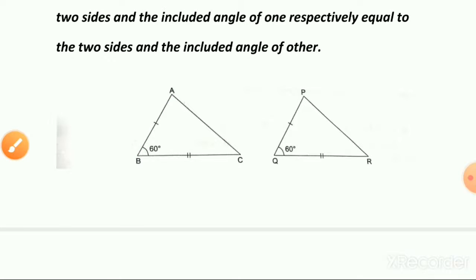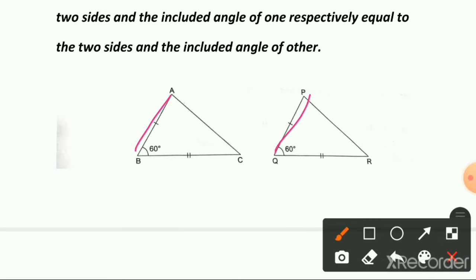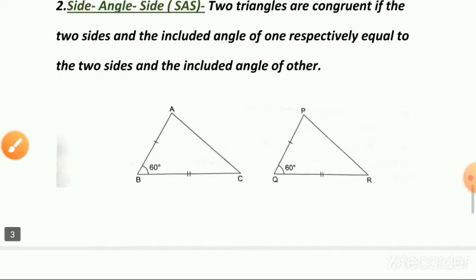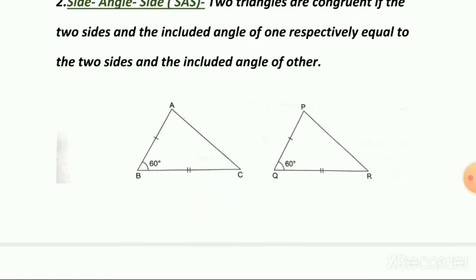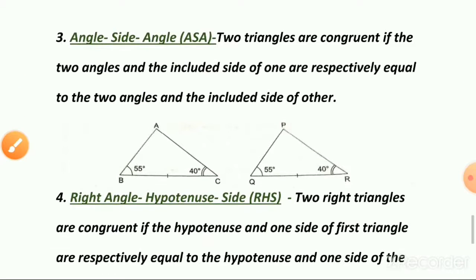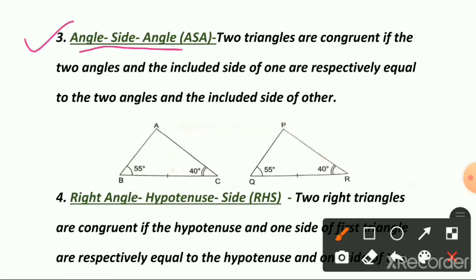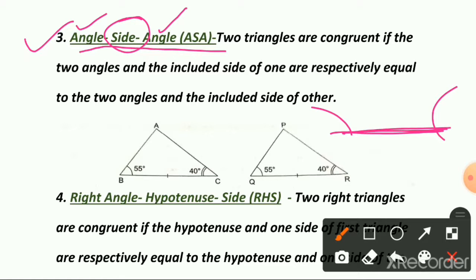So can we observe the figure? AB is equal to PQ, BC is equal to QR, and angle 60 is equal to angle 60. So this is called the SAS congruency condition. The next one is angle side angle, ASA. So this time two angles and the included side. So how will it be possible that two angles and this side must be equal?